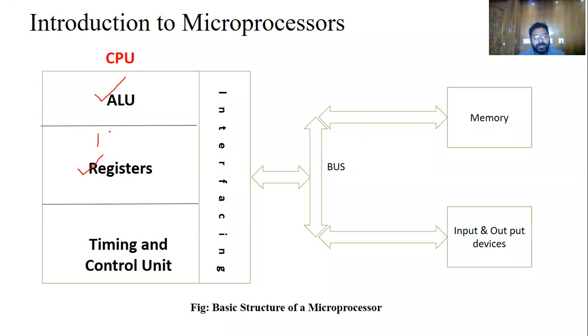All the registers available in the 8086 microprocessor are 16-bit registers. Another one is the timing and control unit. This timing and control unit is connected to the quartz crystal clock, which supplies clocks to it. It can send a fixed number of clocks to each and every component present in the microprocessor, as well as to the memory and the input output devices, to control them.